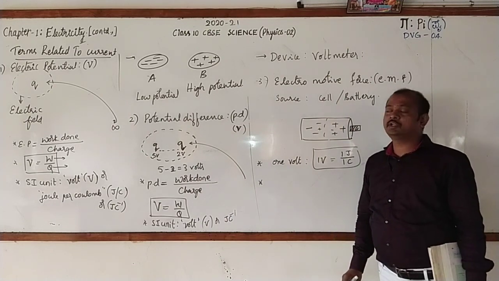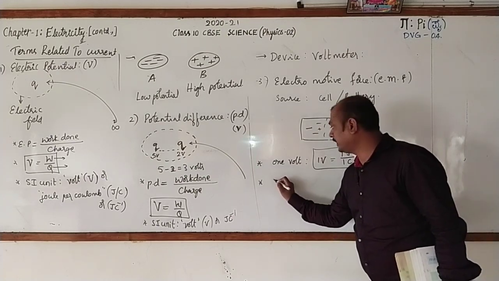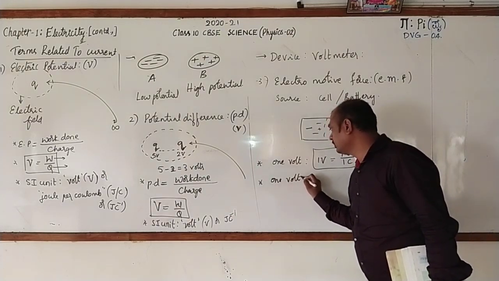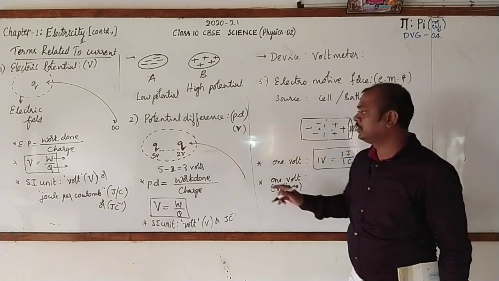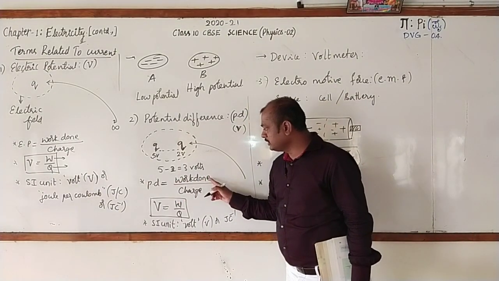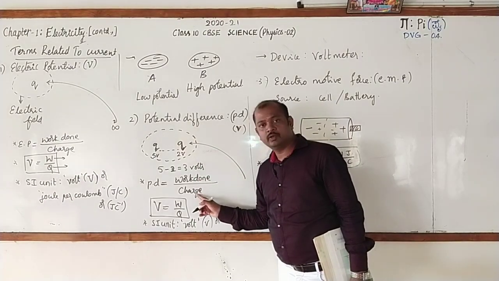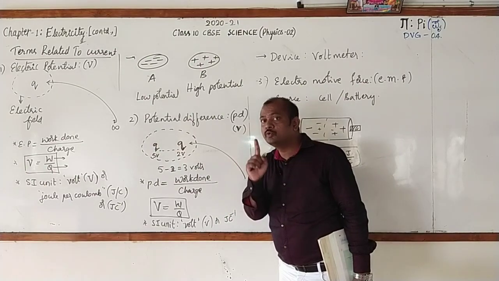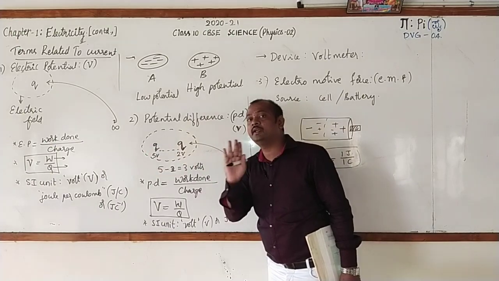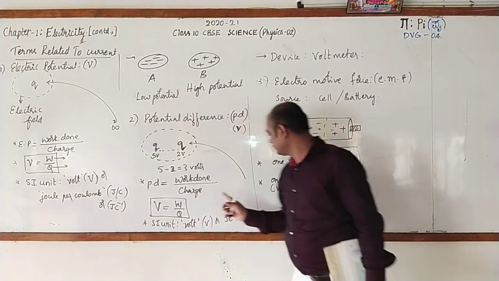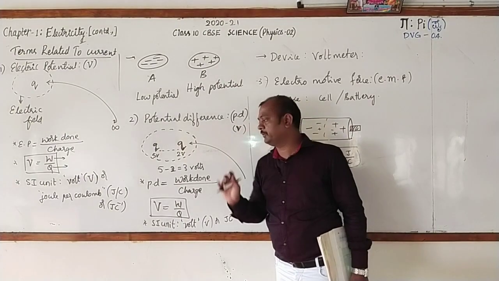define the SI unit of voltage or potential difference. Let me define that. 1 volt with respect to what? Voltage or potential difference. Here, if 1 joule of work is done in moving 1 coulomb of charge from one point to another point in an electric field, then the potential difference is said to be 1 volt. Once I repeat, please listen carefully.